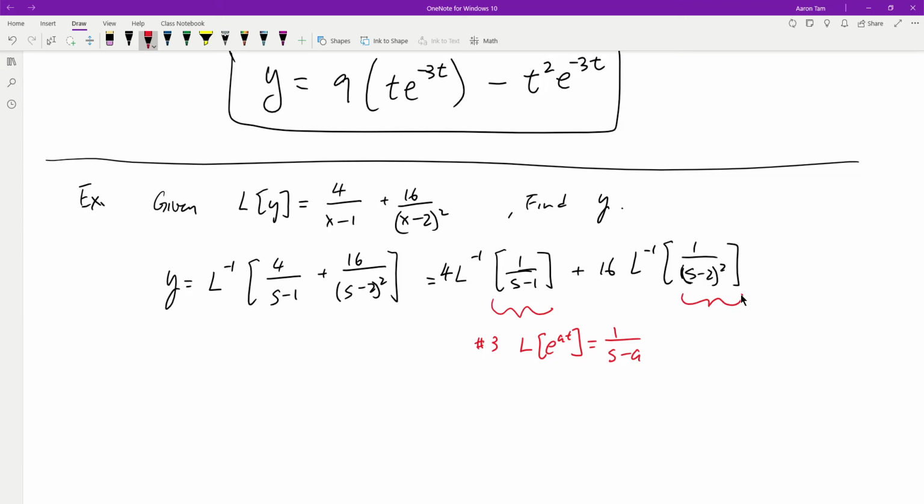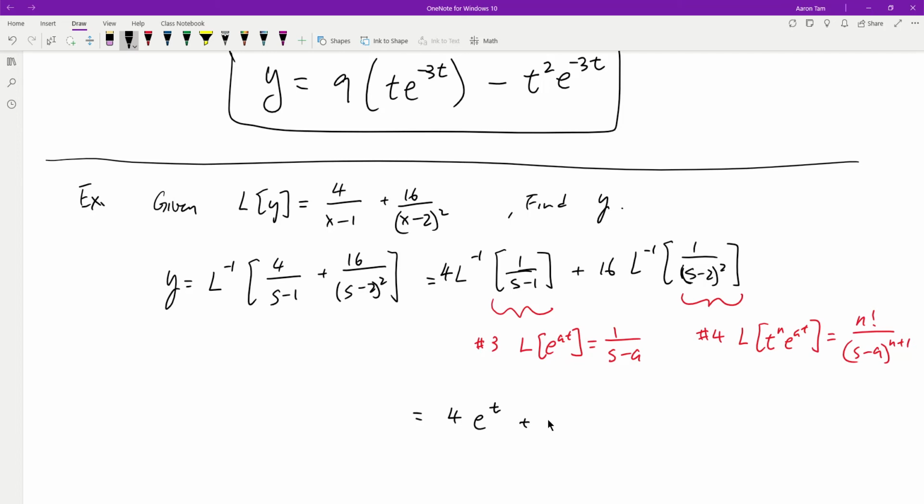So now the question is, what happens to this one right here? This one uses a different rule. If I'm looking at this correctly, that's rule number 4, which is Laplace transform of t to the n e to the at is equal to n factorial over s minus a to the n plus 1. As I say, the first one here is simple, so I'm going to do that. That just becomes 4 multiplied by e to the at, which in this case a is 1, so it becomes e to the 1t.